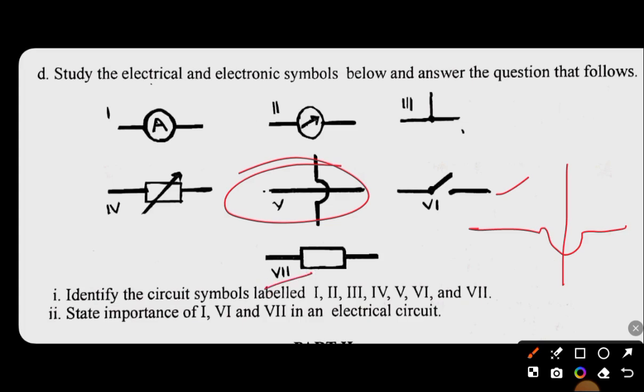State the importance of I, VI, and VII. I is used to measure the current in a circuit. VI helps to break the flow of current in a circuit. And VII opposes the flow of current in a circuit.